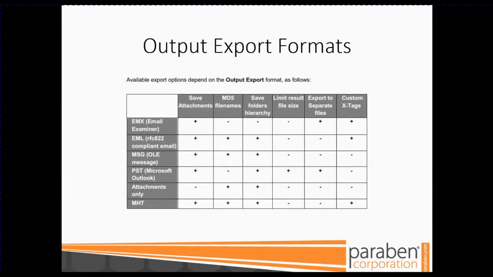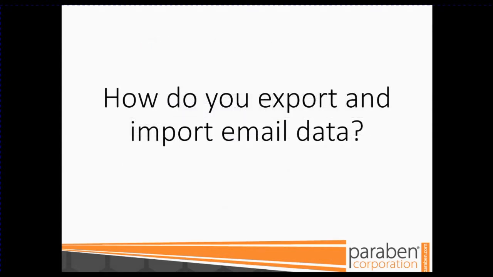There are 6 formats in which the data processed with E3 can be exported: EMX, EML, MSG, PST, attachments only, and MHT. And as you can see, what can be associated with each export is on the table. How do you export and import email data?